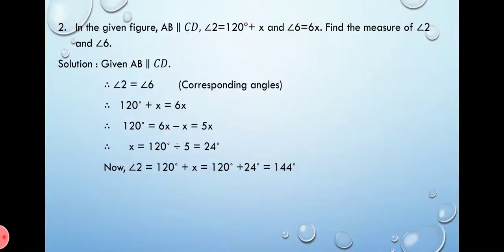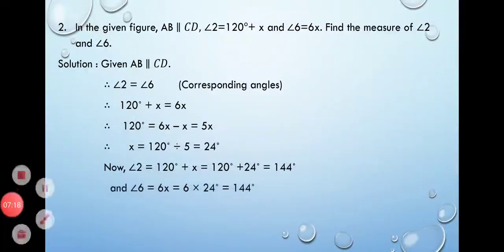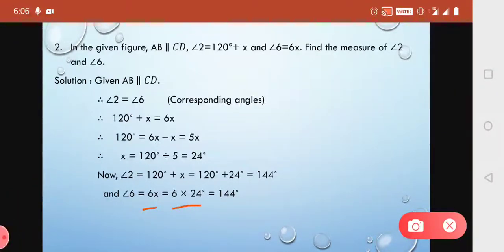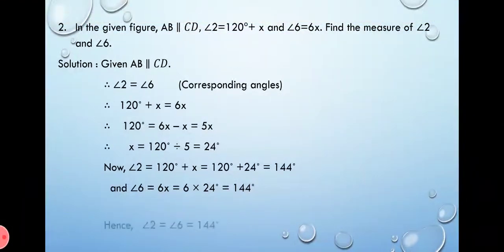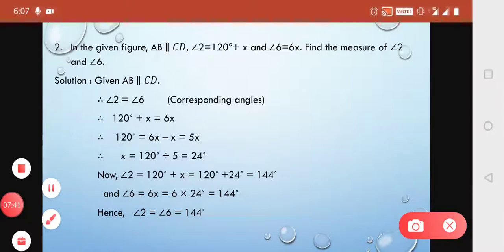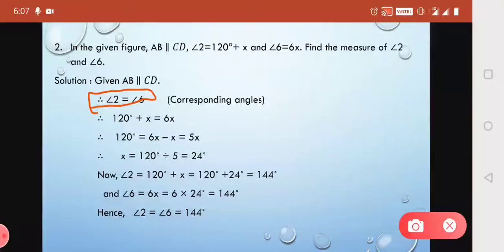Similarly, for angle 6, we get angle 6 equal to 6x. Inserting the value of x, we get 6 into 24 degree, that is equal to 144 degree. Hence, the value of angle 2 is equal to angle 6 equal to 144 degree. This which we have already seen that angle 2 and angle 6 are equal. So according to this, we get both the value as 144 degree.